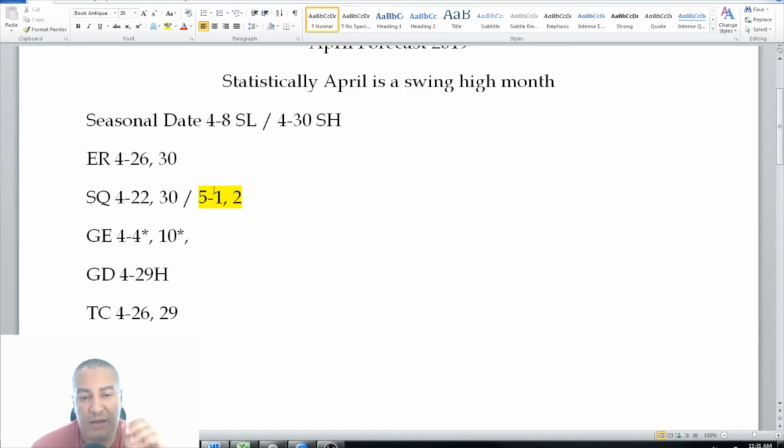The 30th, and then looking at May 5th using the SQ technique, I'm looking at May 1st and May 2nd. The GE model didn't work out. None of these dates panned. Nothing happened there. The GD model is showing the 29th for a high. So now it's inverted and we're looking for a low. So the 26th, 29th, and 30th. And then the TC model is showing the 26th and the 29th. So this Friday, Monday, and Tuesday are dates that could be possible lows.